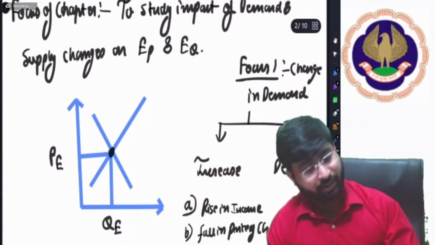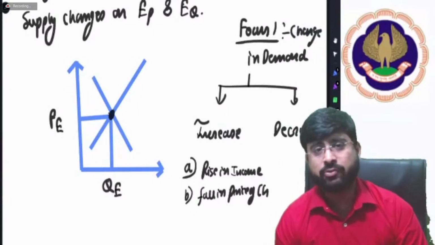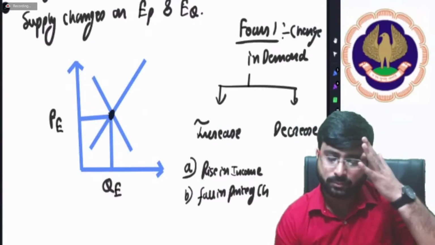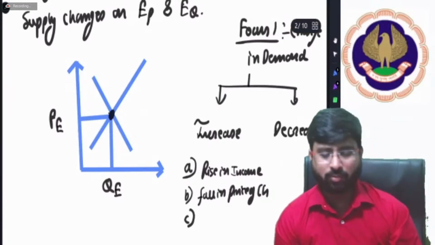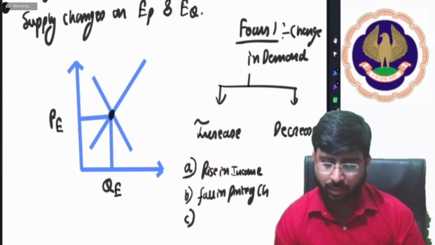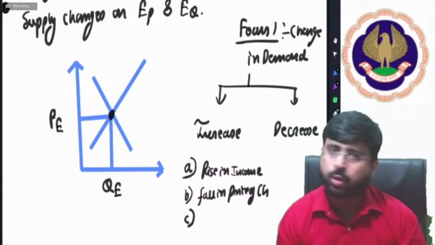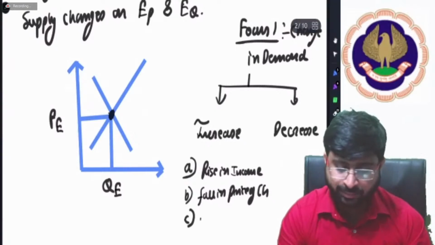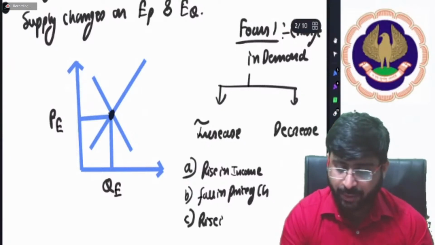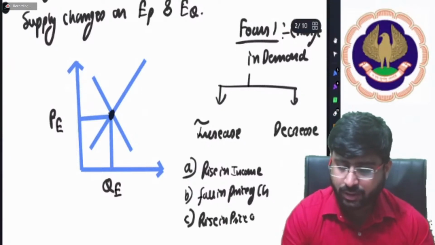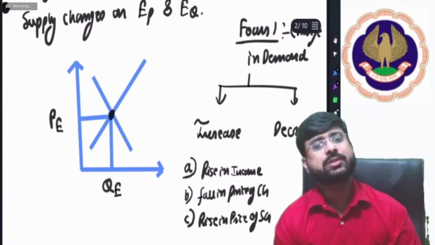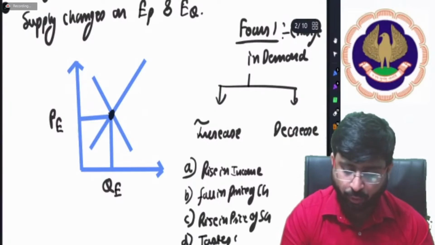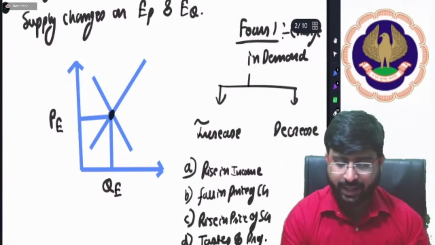We have studied it in demand. Oh, so you are telling that we have to study demand and supply to study this? Absolutely. Okay, sir. Now moving on. Rise in income, fall in price of complementary goods. Then rise in price of substitute goods, or improved tastes and preferences. People like it more.